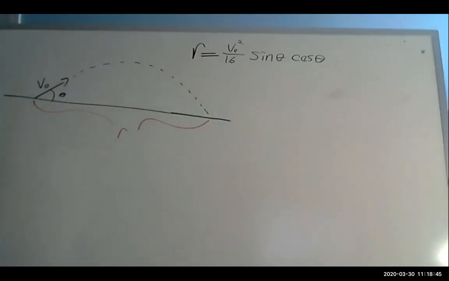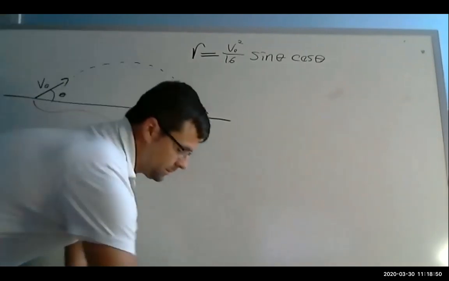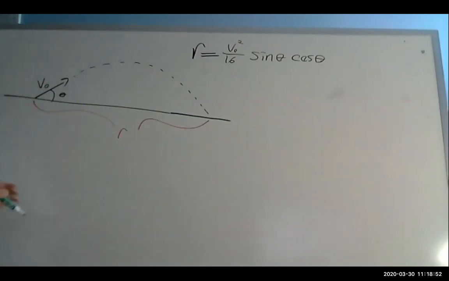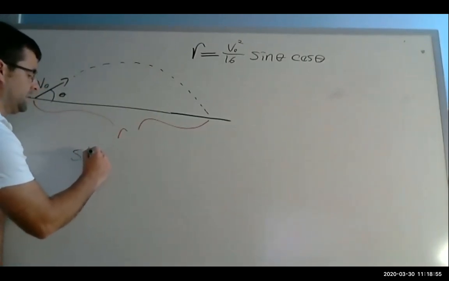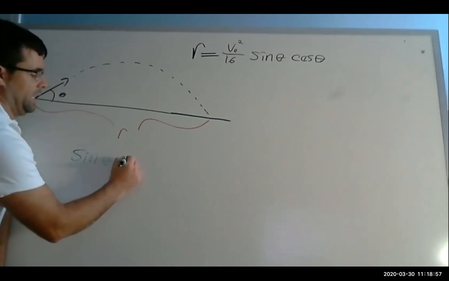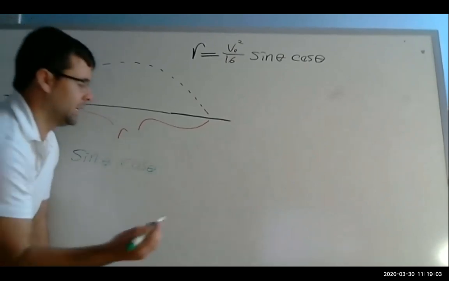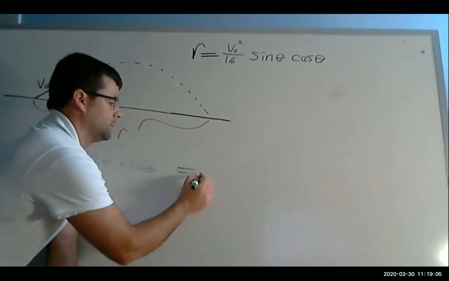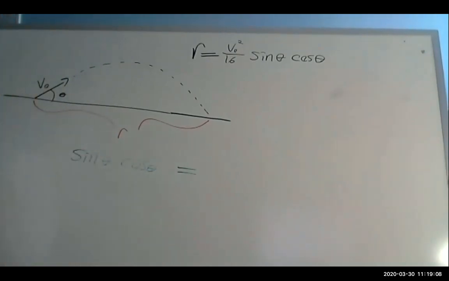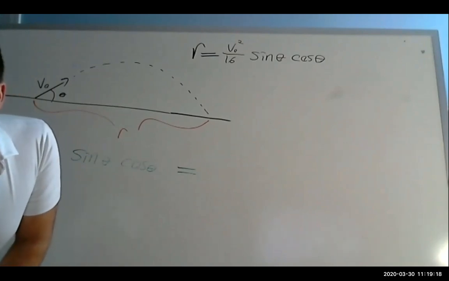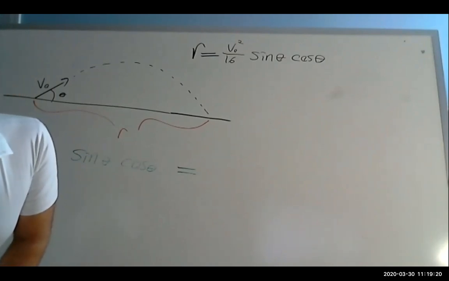So a good rule of thumb for this kind of stuff is find an equation that has sine theta and cosine theta multiplied together on one side, and then something by itself on the other side. So what equations in our list have sine and cosine together?